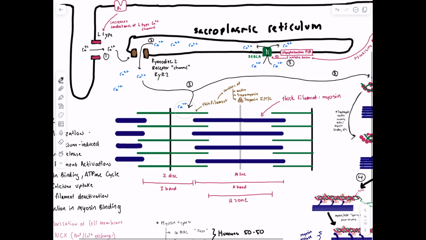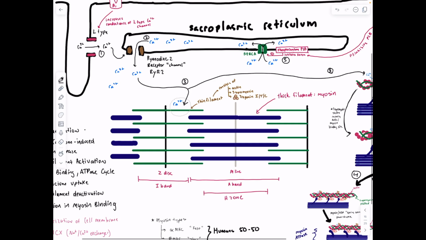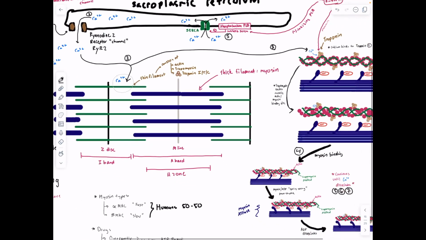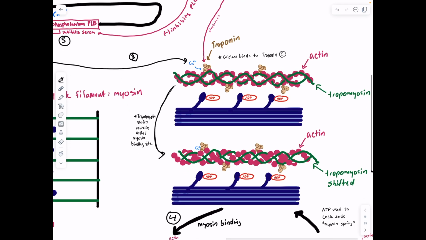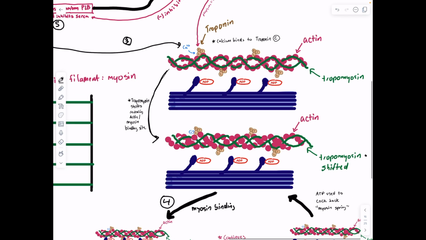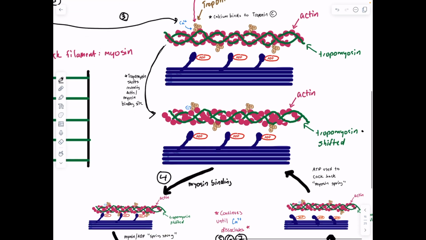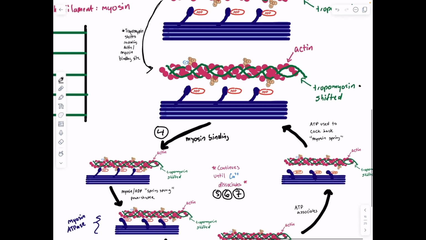That calcium is then going to bind to the troponin C subunit on the thin filament, and so I have that over here. We also have troponin I and troponin T. I is inhibitory, C is the calcium-binding part of troponin, and T is the tropomyosin-binding part of troponin. So once the calcium has bound to C, it causes the tropomyosin to change configuration and shift, which will then expose our actin to the myosin heads.